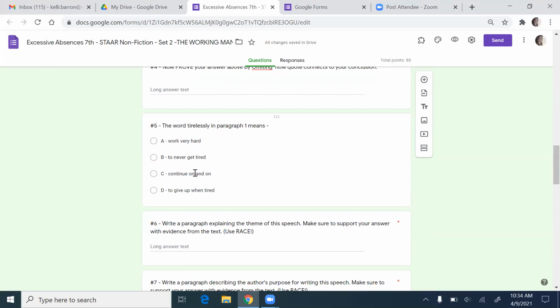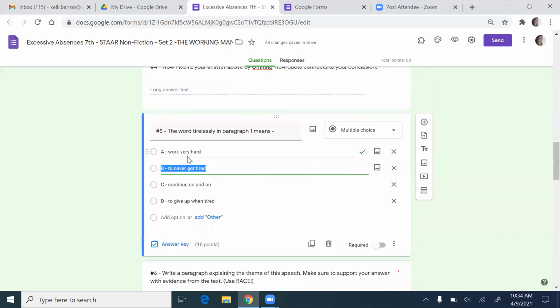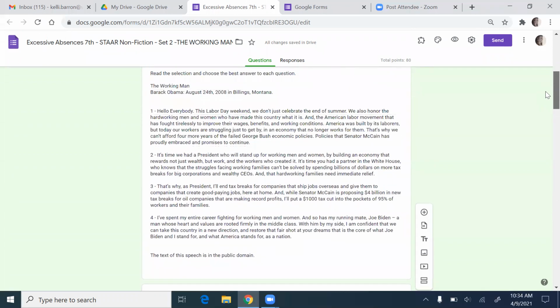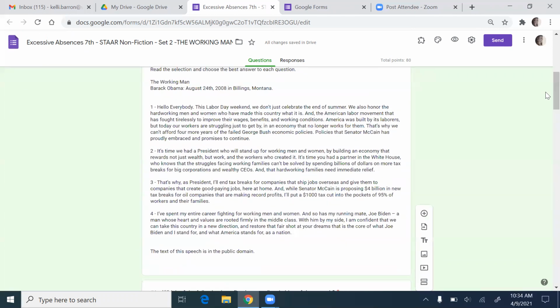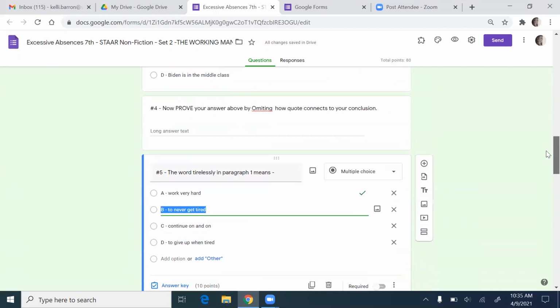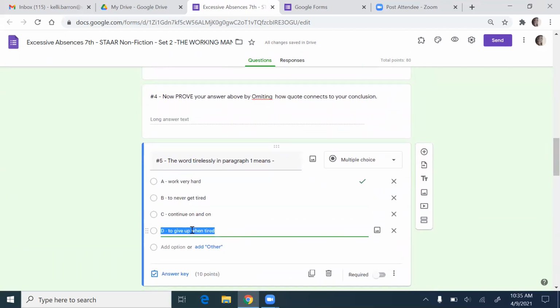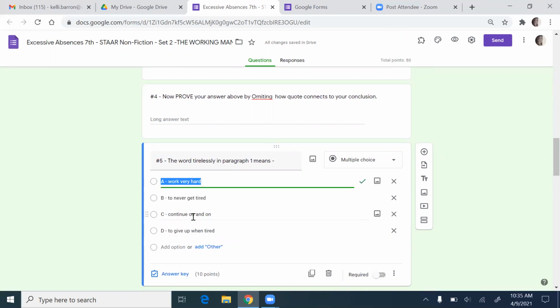Work very hard or to continue on and on? Because in the sentence itself, either one could work. So let me help you see what the test is doing. Look at how they're trying to trap low readers. First of all, they give you the definition if they just break down the word. If you just break down the word tireless, that's the definition that's going to be correct. Second of all, here's the next trick. What you do is you go back in the paragraph and you see if it works. If you put the phrase work very hard in the place of tirelessly, does the sentence make sense? And the American labor movement that has worked very hard to improve their wages. Yep, it makes sense. Okay, let's try continue on and on. And the American labor movement that continued on and on to improve their wages. Yep, it makes sense. So now you've taken away the trick that they used to use in elementary school. The only one that doesn't work is to give up when tired. We figured out why this is an option, even though it's a trick. Now they've got to pick between work very hard and continue on and on.